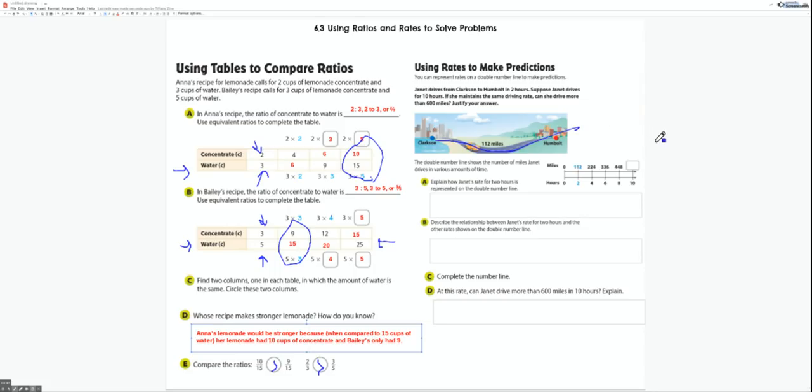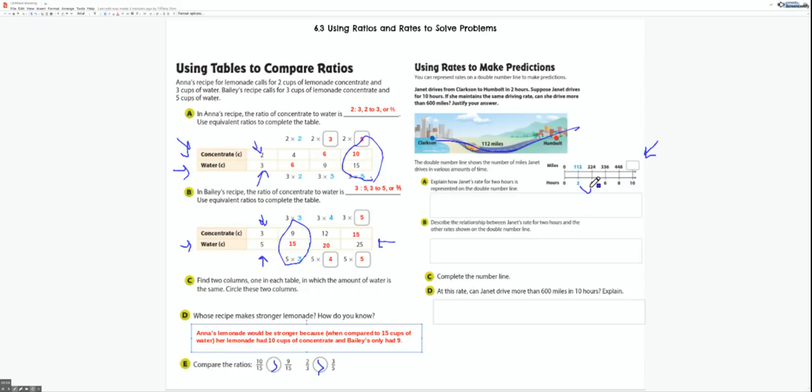So this here is called a double number line, and it's essentially the same exact concept as a ratio table, which is what these are. It just looks different, but it's the same thing. So at 0 hours, she had traveled 0 miles. At 2 hours, she had traveled 112 miles, and that's what they tell us in the story. That's why it's blue. And then they just started multiplying.